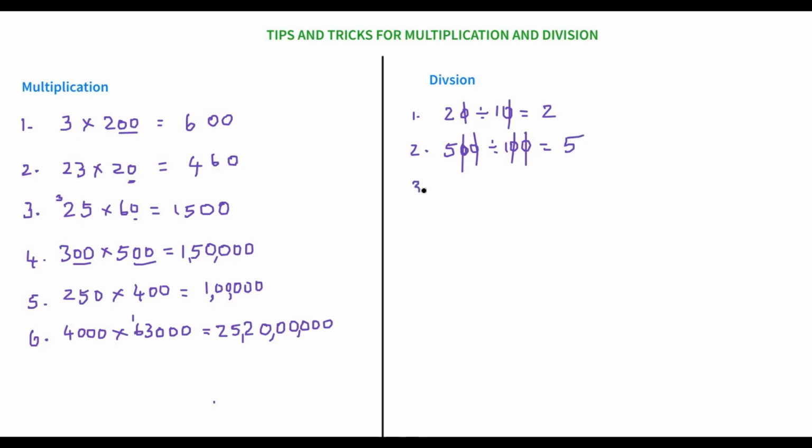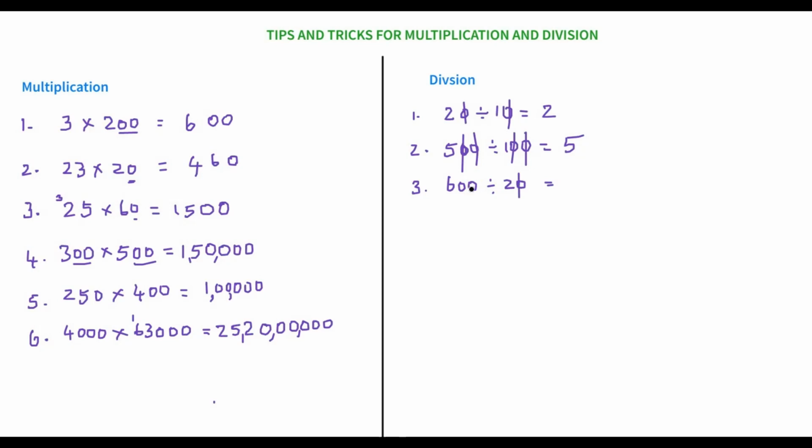Now the third question would be 600 divided by 20. Here we don't have a 1, we have a number. Let's see how to do it. As you can see, we have 2 zeros here, but only 1 zero here. So we can't cross out all the zeros. Earlier we had an equal number of zeros, so we crossed them out. But here we have 2, here we have 1.